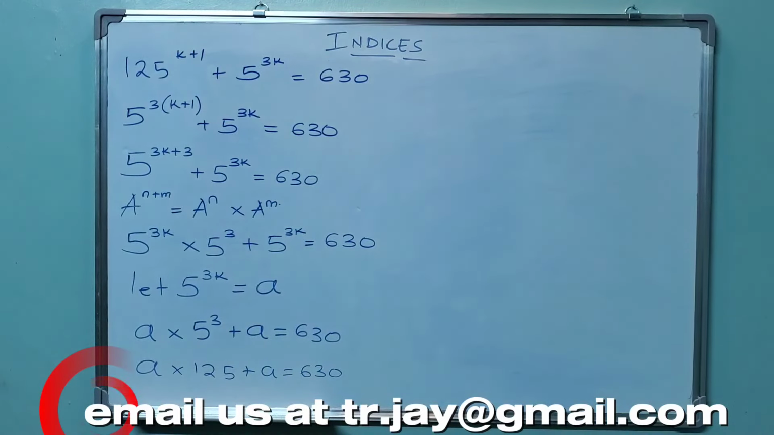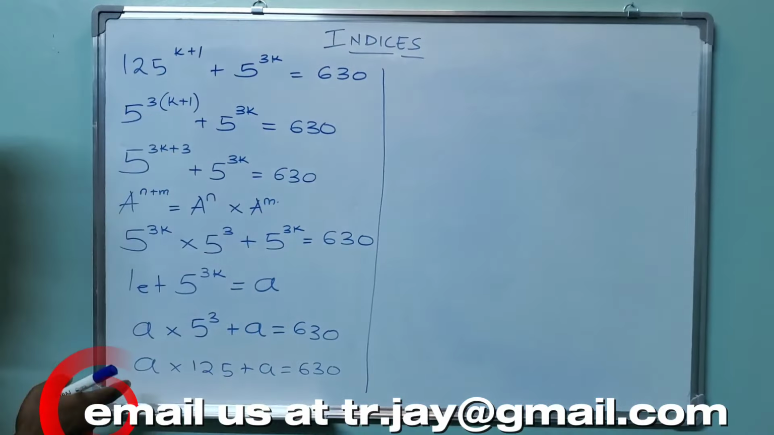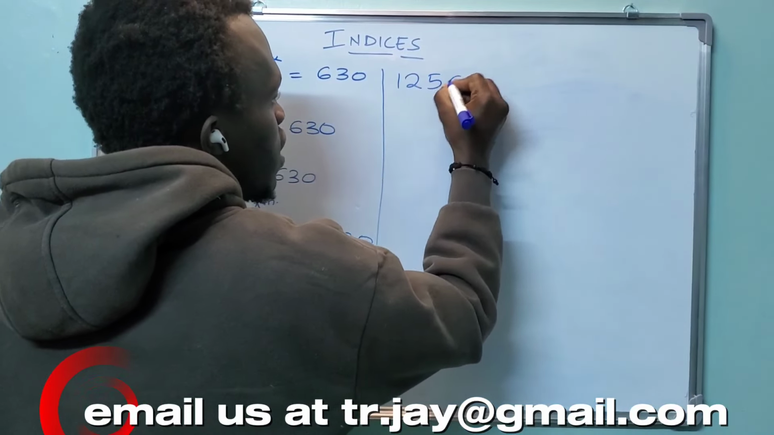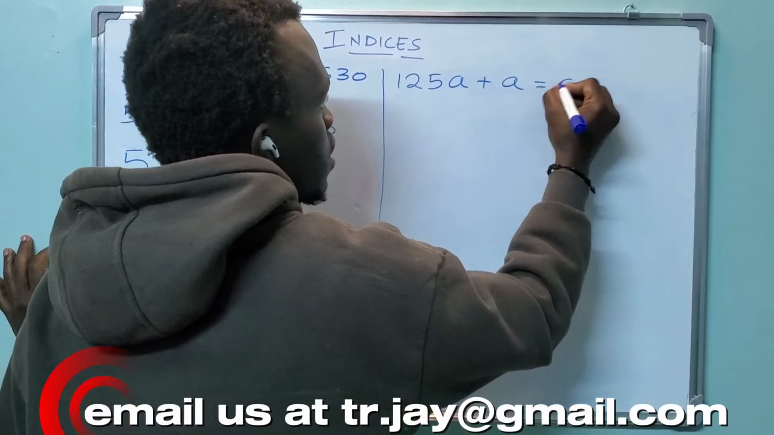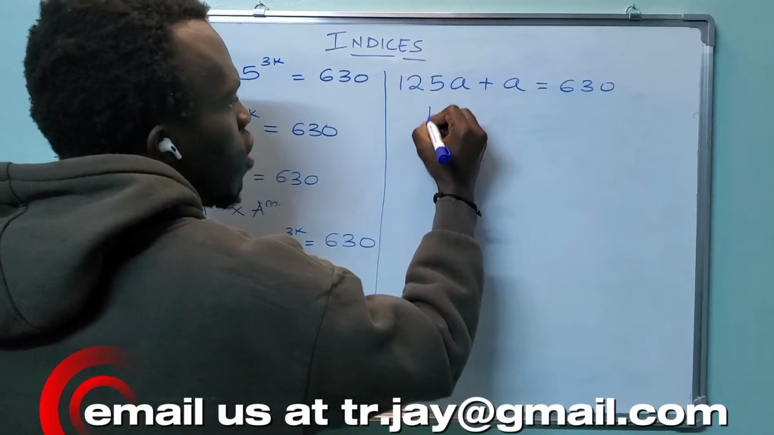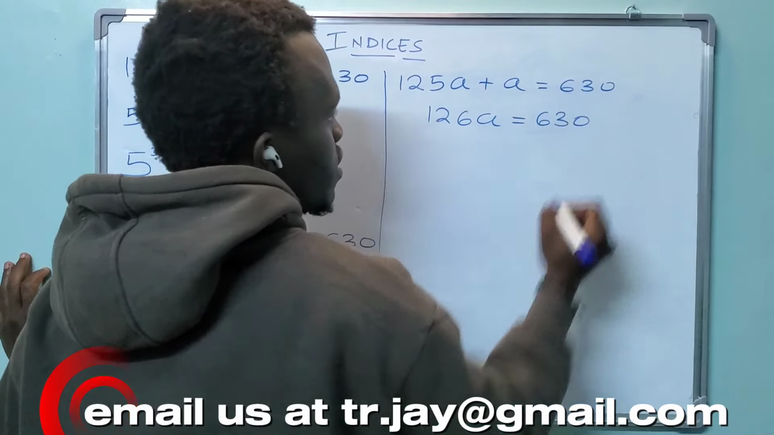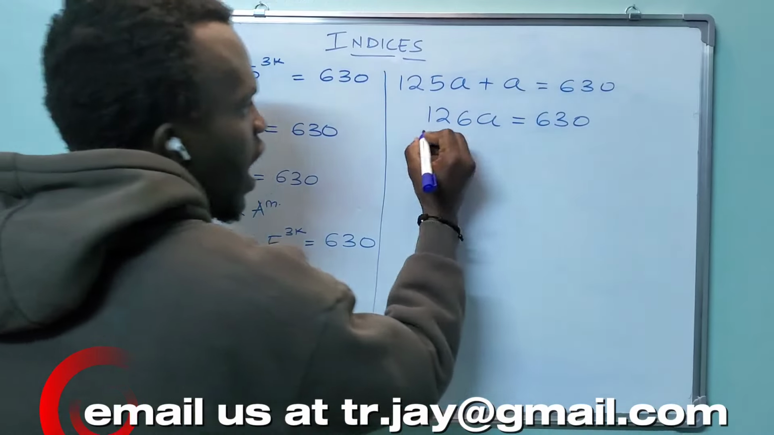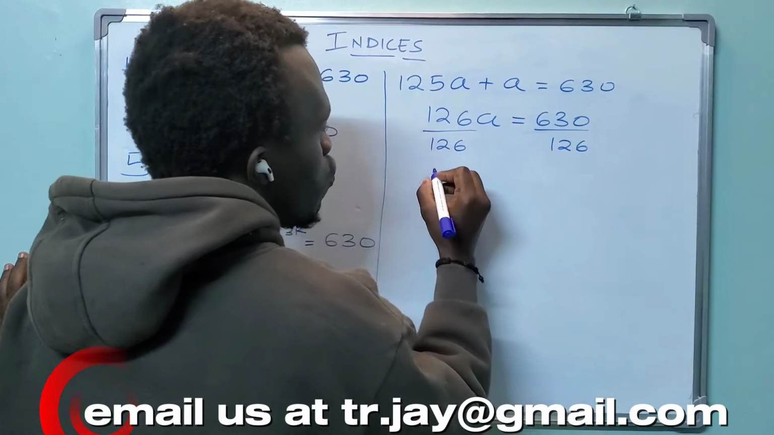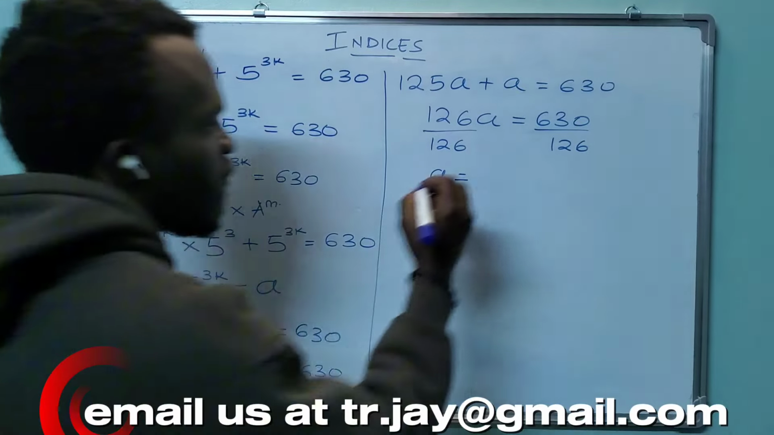So after doing that, we are going to say a multiplied by 125, that is going to be 125a plus a equals 630. 125a plus a, I'm going to have there 126a being equals to 630. If I want to get the value of a, I'll divide here by 126, I'll divide here by 126, which means a is going to be what? 630 divided by 126, that is going to be 5.